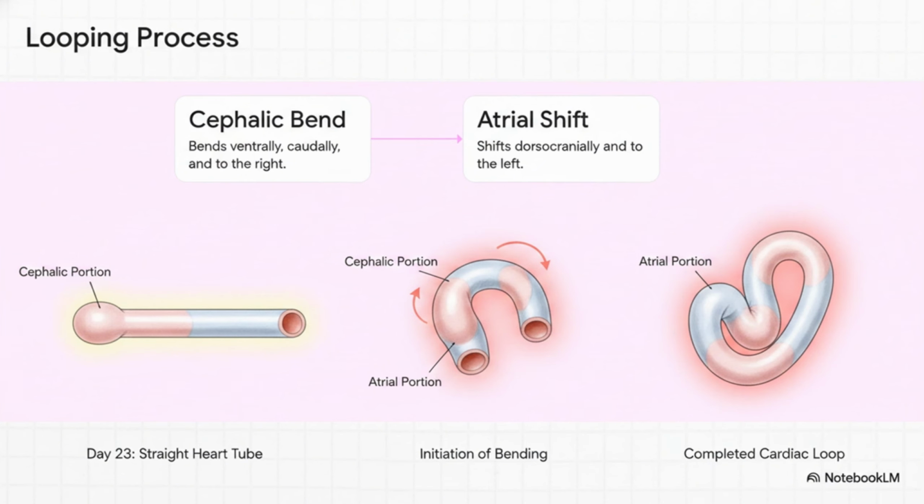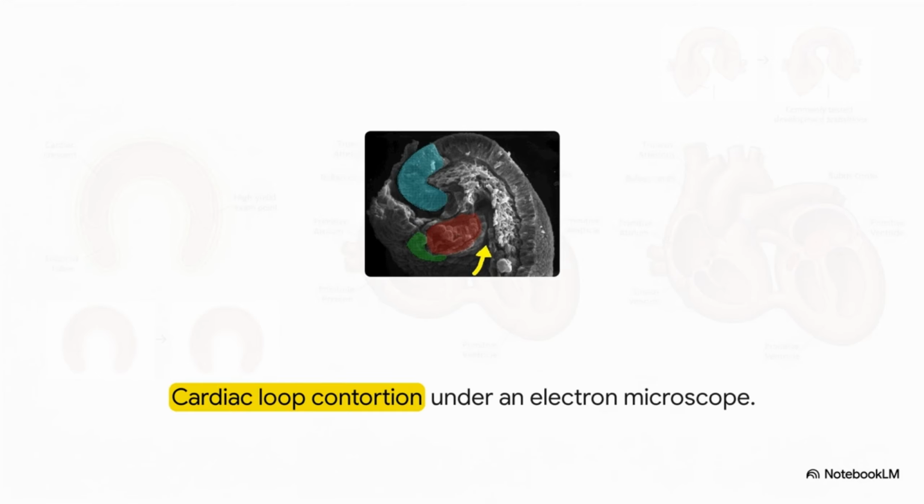The cephalic, or top portion, bends ventrally, caudally, and to the right. At the exact same time, the atrial, or bottom portion, shifts dorsocranially and to the left. These opposing movements are exactly what contorts the elongating tube into the vital cardiac loop. And just to prove this isn't just some abstract theory we've cooked up, scanning electron microscopes capture the stunning physical reality of this.